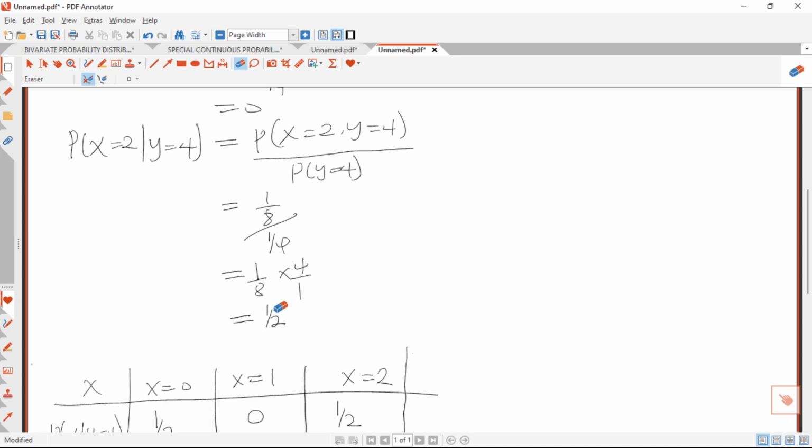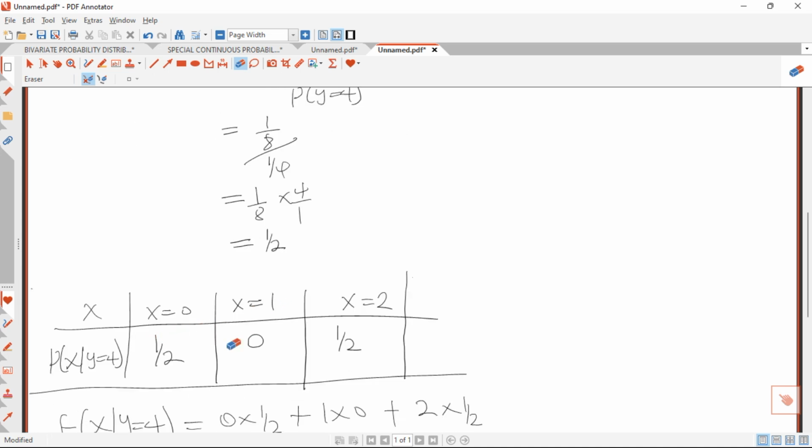half. So once you have been able to get that, then we are just going to group it in a table where x equal to 0, x equal to 1, and then x equal to 2. We have half, 0, and half respectively.